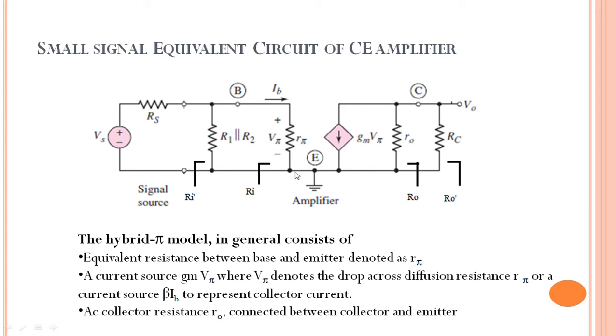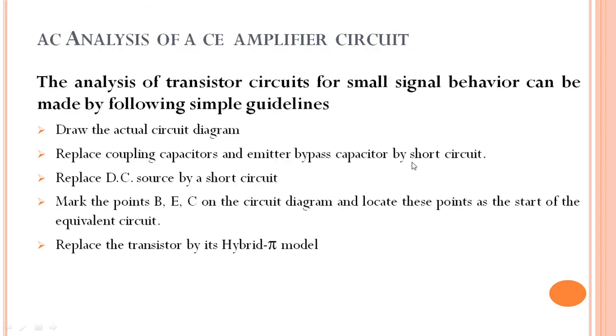As we discussed in the previous video, between the base and emitter terminals, a resistor R pi is placed, and the voltage across R pi is given by V pi. And on the output side, between the collector and emitter terminals, a current source is connected, given by gm into V pi. And parallel to this current source, the small signal output resistance R0 is present, and the remaining part is the same as present in your circuit.